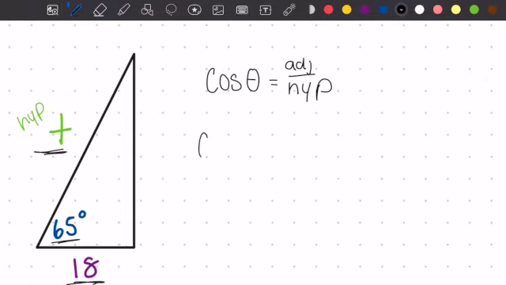So I'm going to plug in what I know, just like I did last time. Cos of 65 equals my adjacent, which is 18, over t. Now, for you, you might be hard-pressed to see the t just because it's at a weird angle. But my t is in the denominator of my fraction.